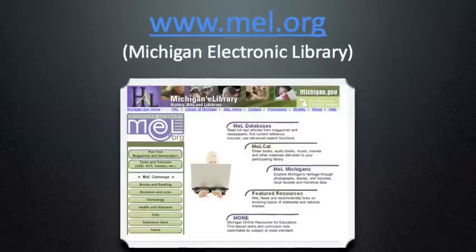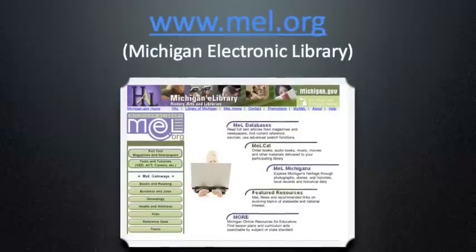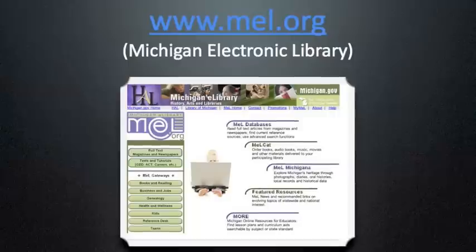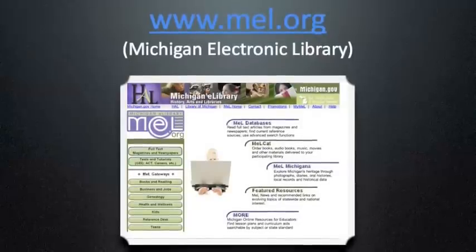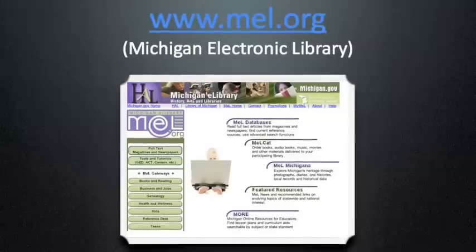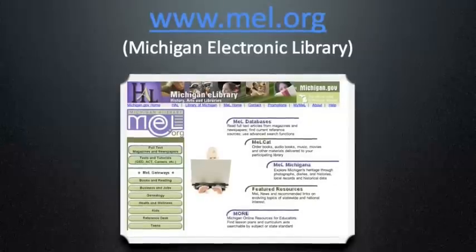Now, you can get to mel.org from home or from school. At home, you may have to enter a driver's license number. It doesn't have to be your own. In the state of Michigan, a driver's license starts with the first letter of your last name, and then it is followed by 12 digits.